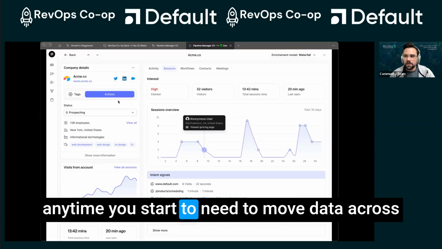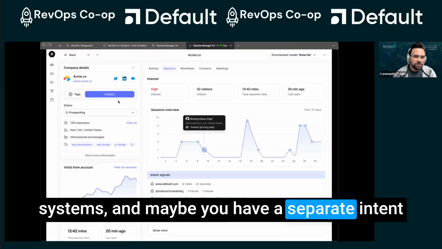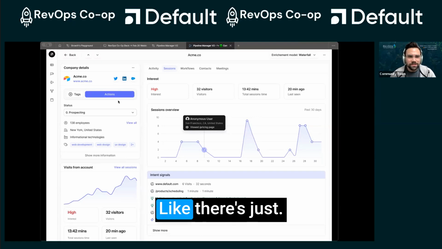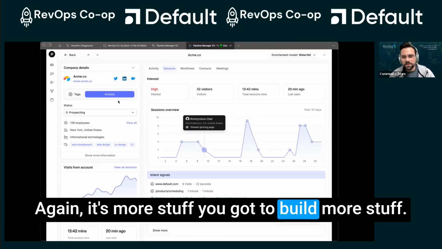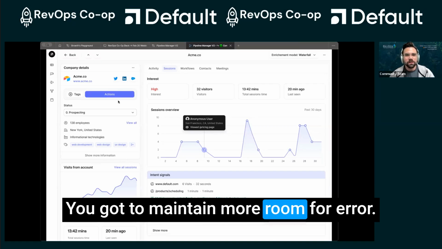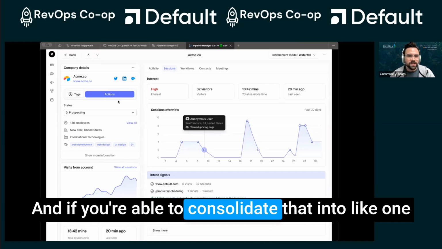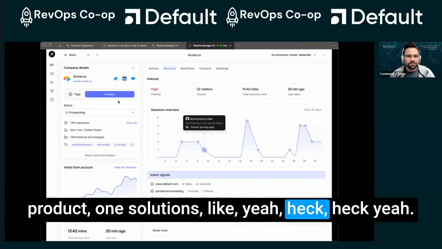Anytime you need to move data across systems, and maybe you have a separate intent signal data provider with the orchestration layer, it's more stuff you have to build, more stuff you have to maintain, more room for error. This whole notion of tool sprawl is real. And if you're able to consolidate that into one product, one solution, it's heck yeah.